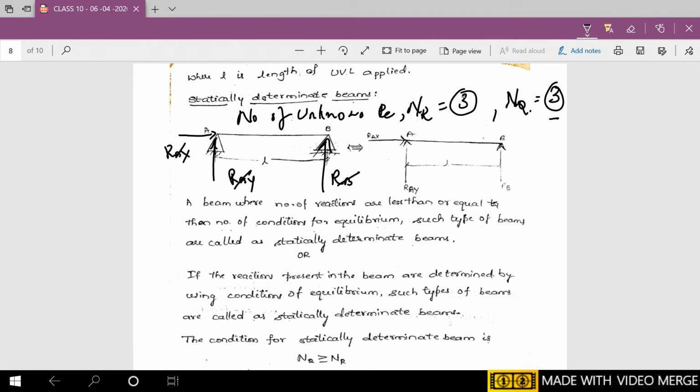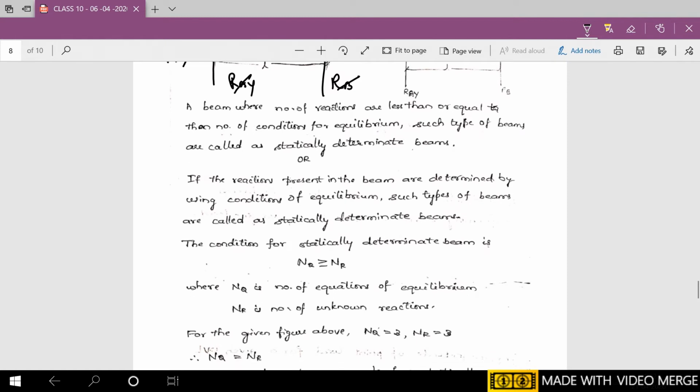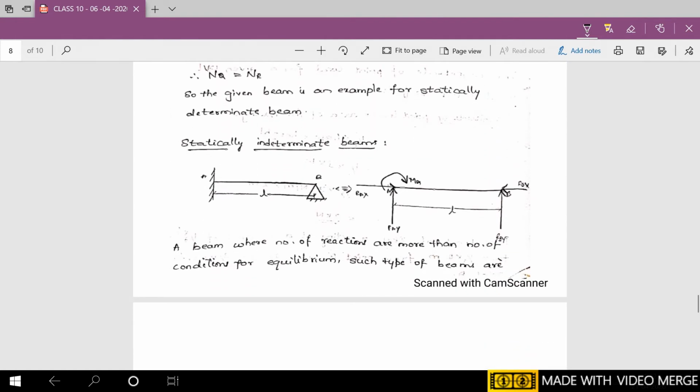Or else, if NR is less than this value, again see in the figure itself, 3 unknowns are there, 3 equations are there. So these 3 unknowns can be found out by using these 3, correct? If the reactions are less than that, that is 2, again the 2 unknown reactions can be found out by using these 3 equilibrium conditions. Even if there is one unknown, it can be found out. So if it is more than the number of equations of equilibrium, then it is considered the next type, that is statically indeterminate.